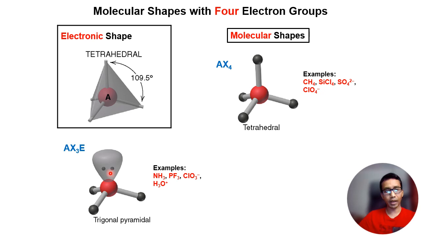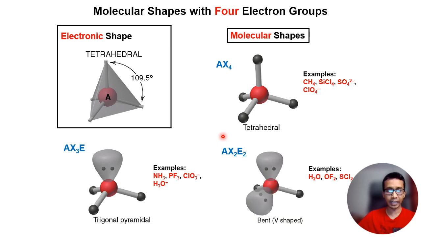Then if you have 3 bonding pairs and 1 lone pair, we call it trigonal pyramidal. Ammonia, NH3, is a very good example of that. And then we have another example where it is bent or V-shaped. Once again, if you disregard the lone pairs, you can see right here it's bent or V-shaped.